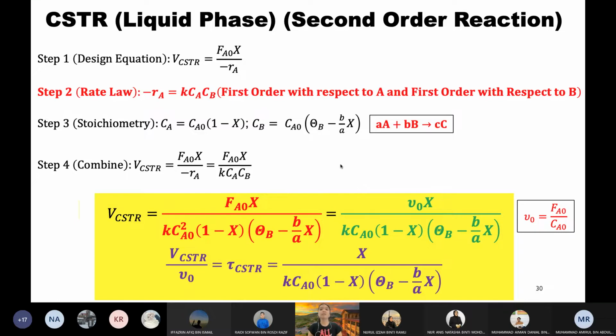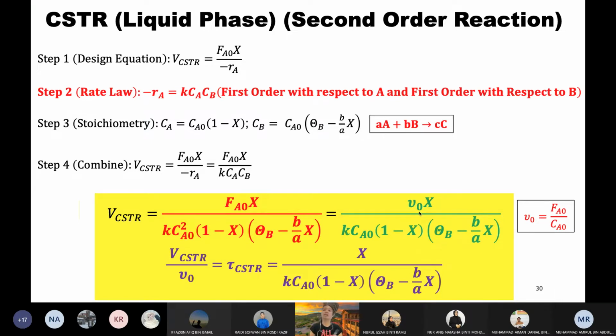So same concept. I will again combine 1, 2 and 3. The rate law -rA becomes kCACB. So again I replace CA with CA0 in bracket 1 minus X, and I replace CB with CA0 in bracket theta B minus b/a X. That's why you notice we have two CA0, so it becomes CA0 squared. That's why in front there is kCA0 squared. If you wonder why it becomes CA0 squared, it is because CA has one CA0 and CB has another CA0. You know CA0 multiplied with CA0 becomes CA0 squared. Right. So this is the formula to find the volume when your rate law is -rA equals kCACB.